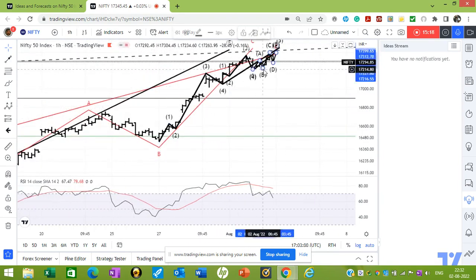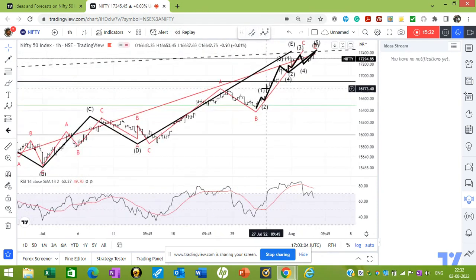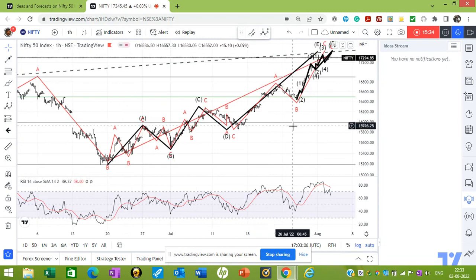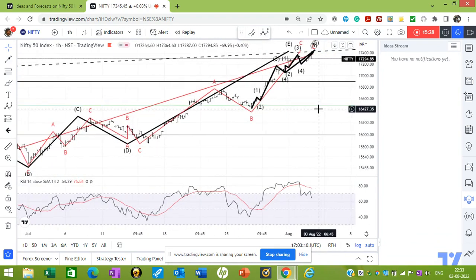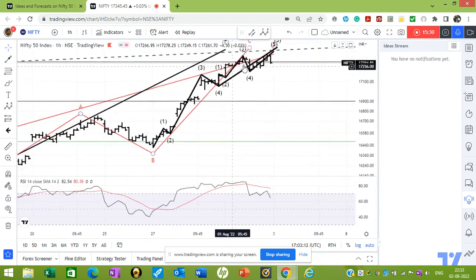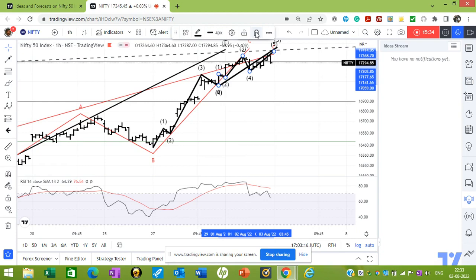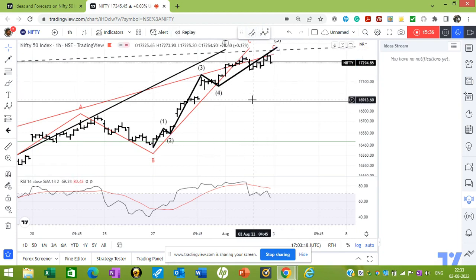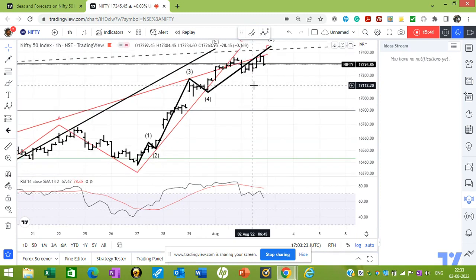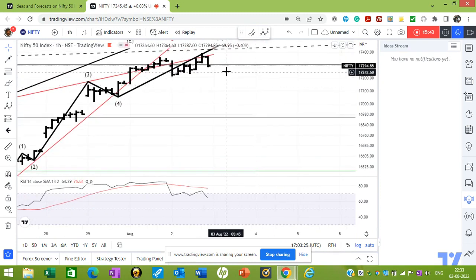So this last wave has abnormally extended itself, and these extensions do happen, and they are kind of a big problem. So let's hope tomorrow we should see an up move and then a decline.